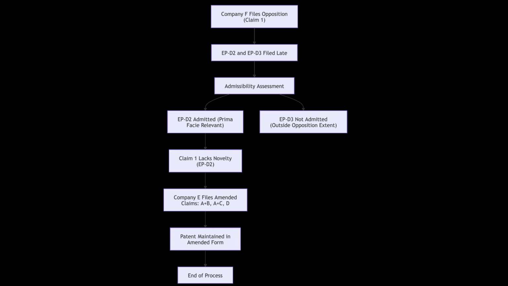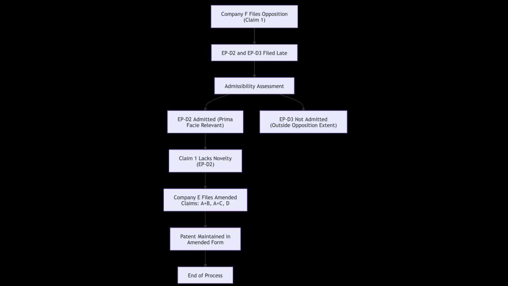Company F filed an admissible opposition against only Claim 1, citing a lack of novelty in view of EPD1. However, after receiving a summons to oral proceedings, Company F introduced 2 new prior art documents. EPD2 discloses subject matter A. EPD3 discloses subject matter D. Let's analyze how Company E can secure a valid patent with the maximum possible scope of protection.